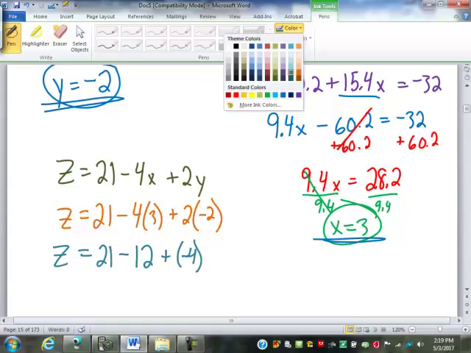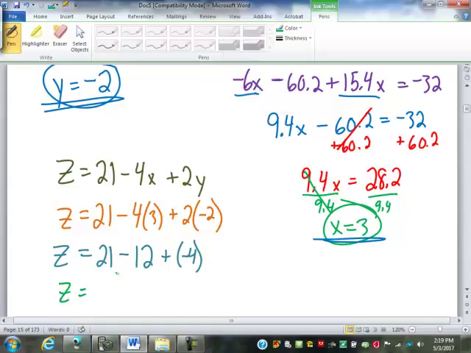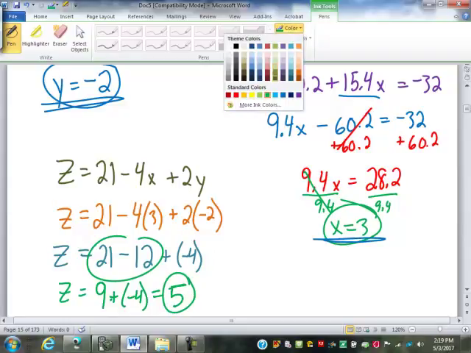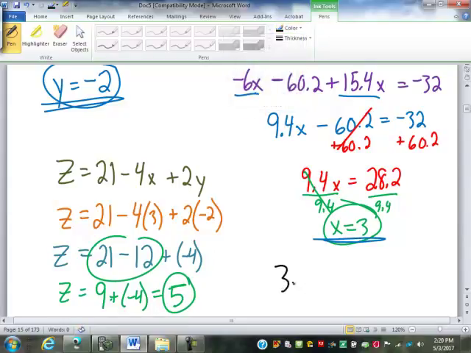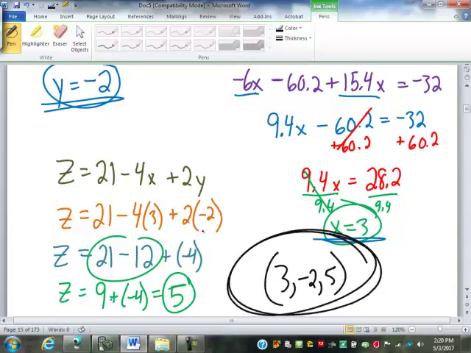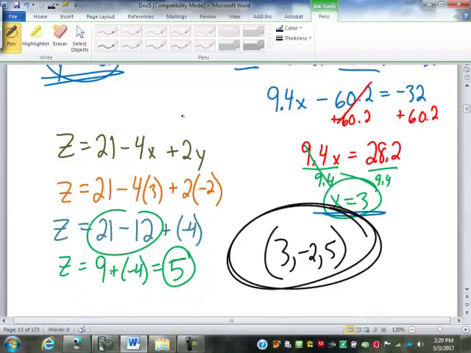So now we're going to take 21 minus 12, which is 9. And 9 plus that negative 4 is 5. So our solution: x is 3, y is negative 2, z is 5. Any questions on that? I know it's quite a long process.